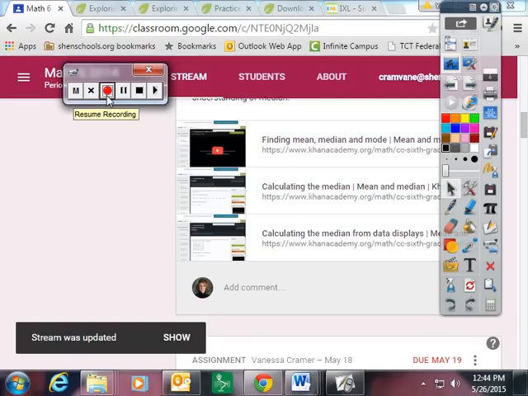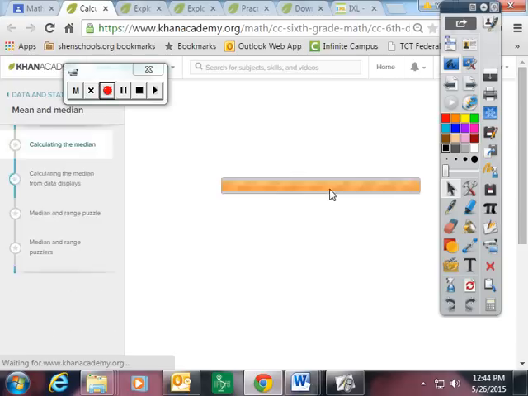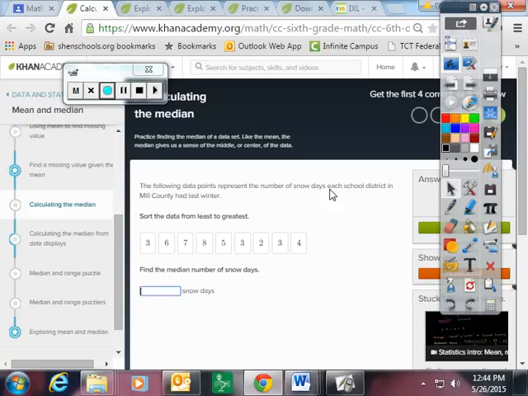In lesson 12 of module 6, the students learned about the median and when to use it. And I started with Khan Academy first because I really like how they did it. The following data points represent the number of snow days each school district in Mill County has had last winter. Sort the data from least to greatest.